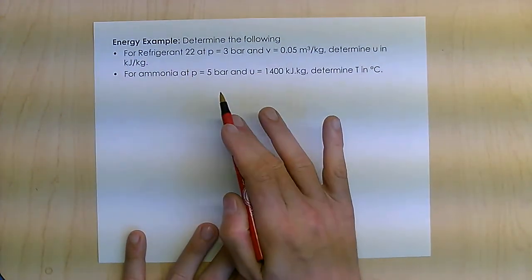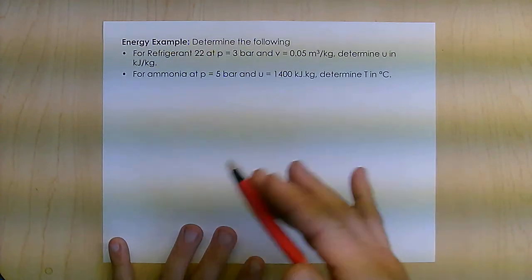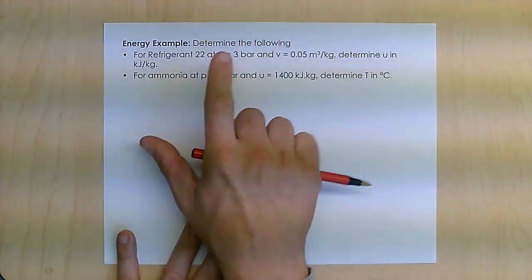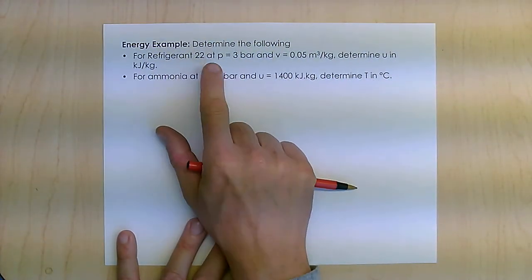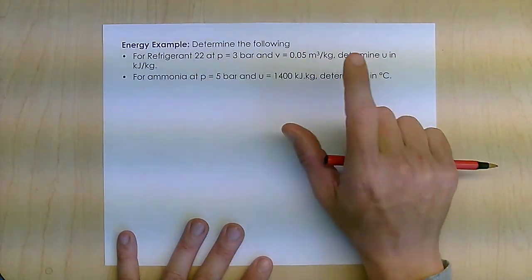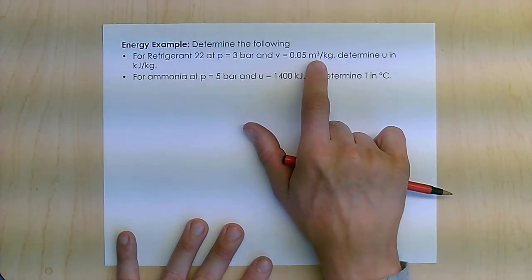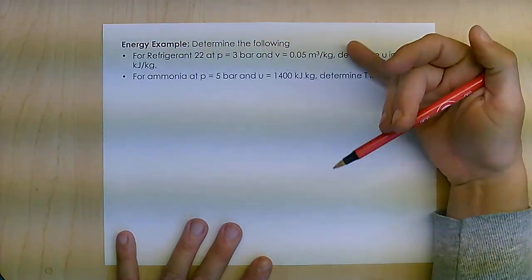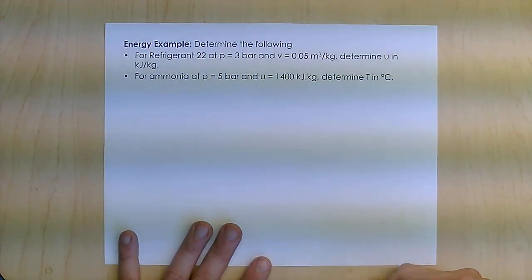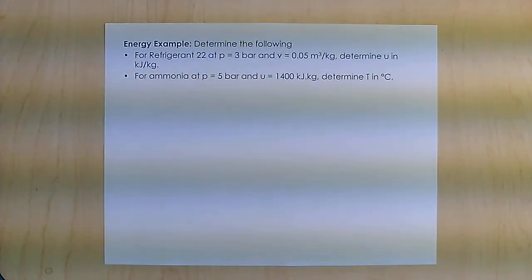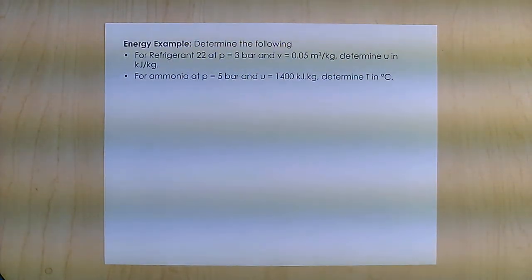Okay, so I got a couple of things here where I want to use my tables to figure out properties. Let's start with the first one: I've got refrigerant 22. It has a pressure of 3 bars and a specific volume of 0.05 cubic meters per kilogram, and I want to find that internal energy U here. Where I like to start is usually with saturation.